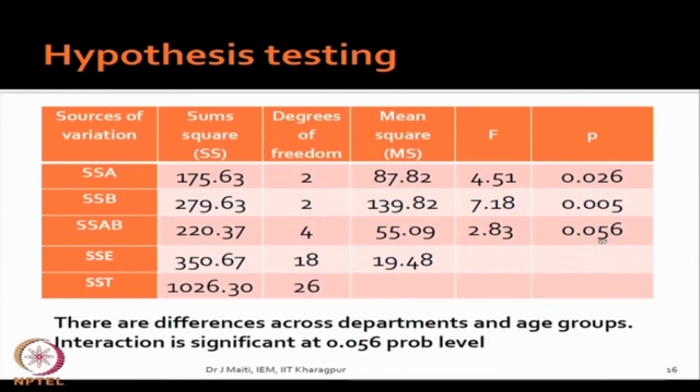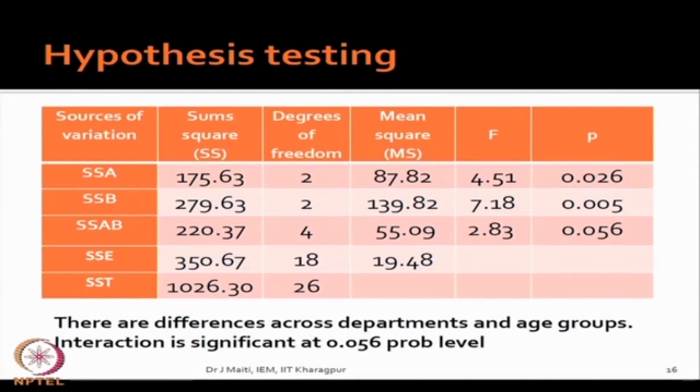But this value is very close to 0.05. 0.056 is very close to 0.05. So, what I mean to say, that means you can consider it also significant. So, the result is there are differences across department and age groups, interaction is significant at the probability level. So, we can say also interaction effect is there.